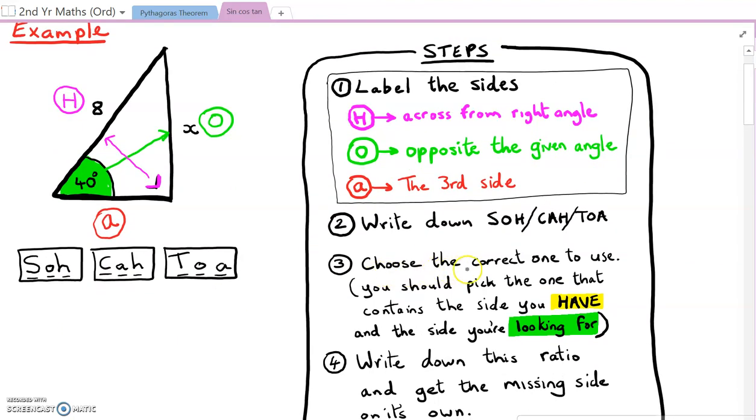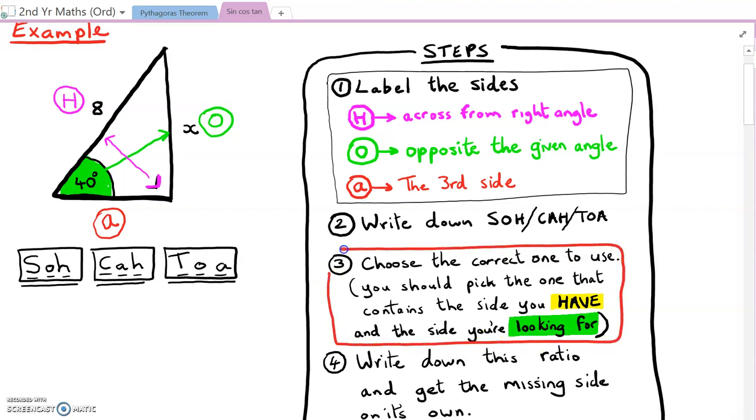Now let's see what we do next. We have to choose the correct one to use. So are we going to use sine? Are we going to use cos? And are we going to use tan? Which one are we going to use? And this is the hard bit. This is the really important bit that we need to figure out how to do, step 3, because this is the hard bit. Which one should I choose? You should pick the one that contains the side you have.